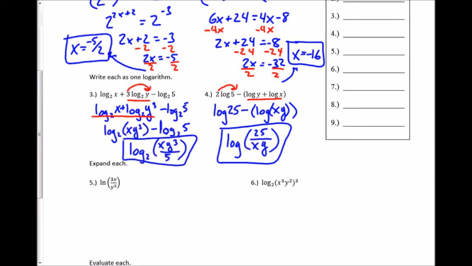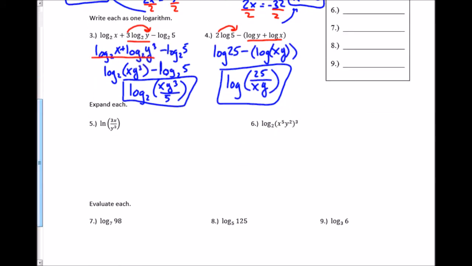In the next two, I'm doing the very opposite of this. I'm going in reverse. So this first one, I'm going to split this into 2 logarithms. And the division I can split into 2 logarithms being subtracted, which becomes the natural log of 3x minus the natural log of y squared. Let me try that again.